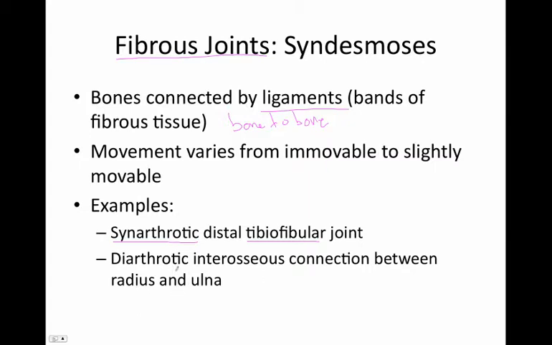And then also taking a look at a diarthrotic interosseous connection between the radius and the ulna. So this one is somewhat movable, we know, because the radius has to roll over the top of the ulna when we have pronation. So if we're going to pronate, we have to have a certain amount of movement there. So the key being that a fibrous joint that's a syndesmosis brings together bones with ligaments, and within that we have this range that can be immovable to slightly movable, and we take a look at a couple of examples of tibiofibular and the radius and ulna at the interosseous connection.